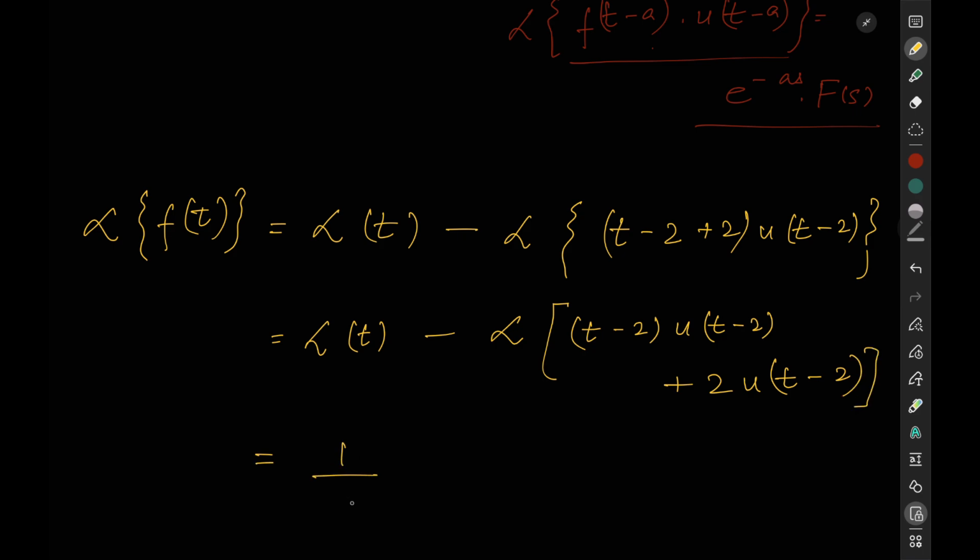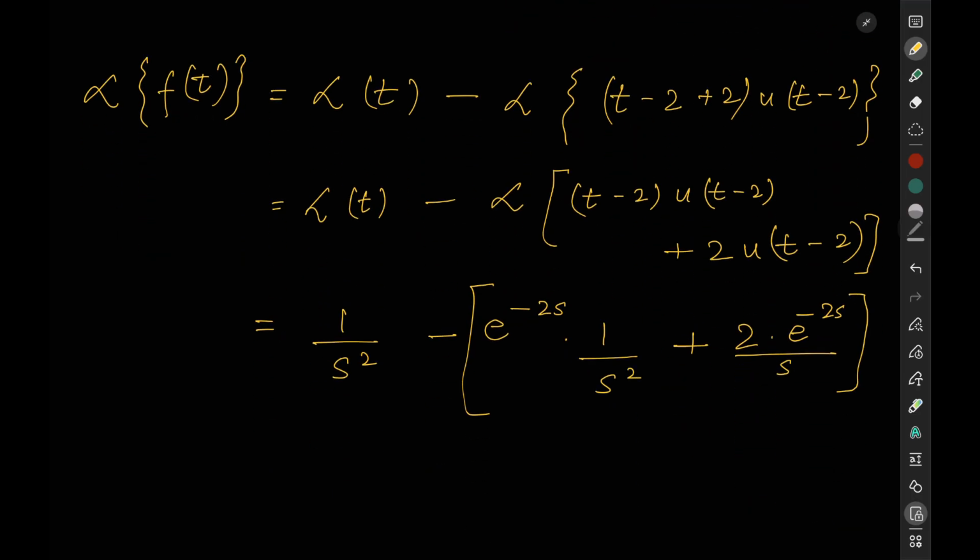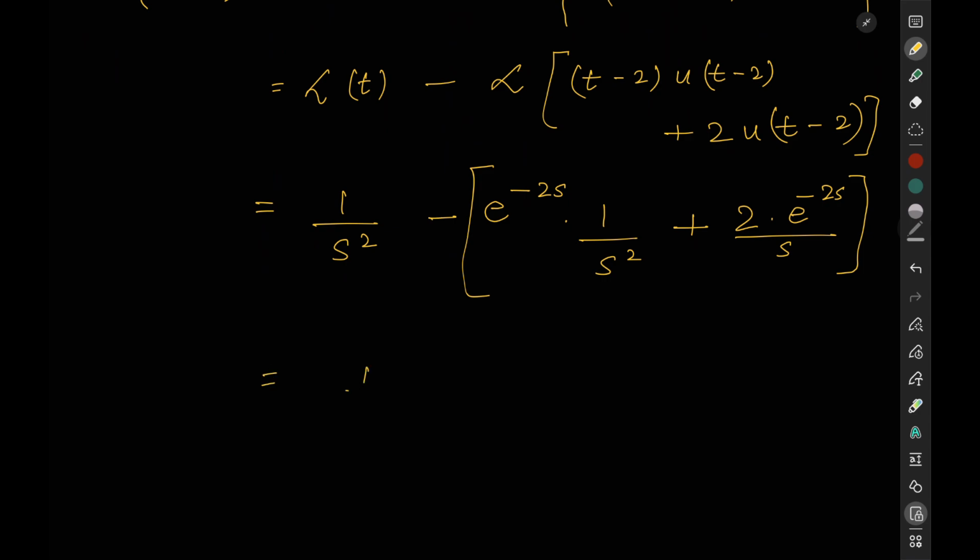Now the Laplace of t is 1 upon s square. The Laplace of (t minus 2) into u(t minus 2) will be e to the power minus as, where a is 2, into the Laplace of t, that is 1 upon s square. And the Laplace of 2 into u(t minus 2) will be 2 times e to the power minus as upon s. Simplifying it, we will get 1 upon s square minus e to the power minus 2s upon s square minus 2 e to the power minus 2s upon s.